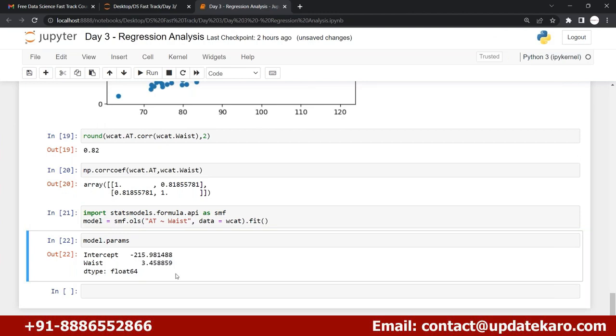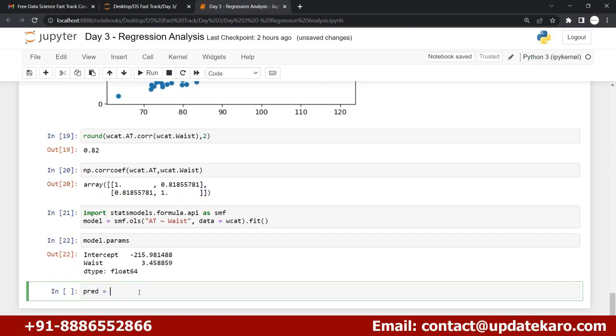Now we are ready to use our regression equation. My regression equation is ready in the form of my model. Instead of using y equals beta naught plus beta 1 x, I can simply use the model from now. I can use this model for the prediction. So let me store the predicted value as pred. I'm going to use the model to make the prediction of my past data.